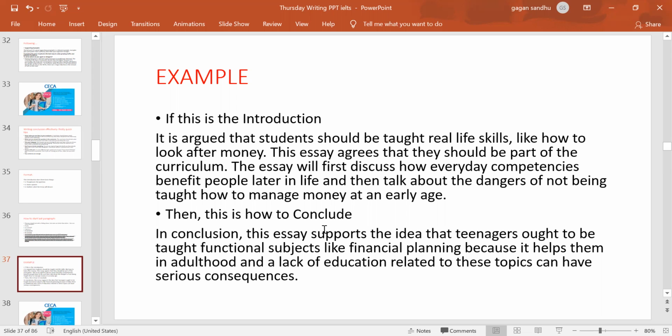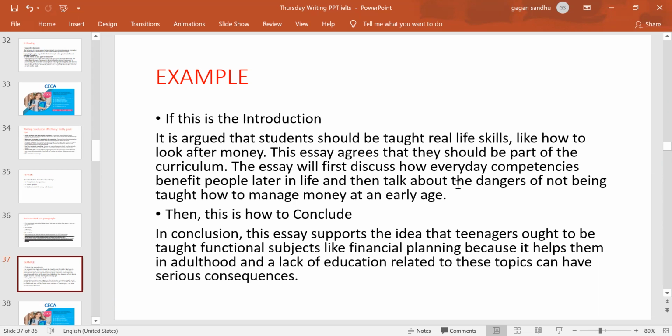In conclusion, this essay supports. Obviously, this was an argument before, but after discussing the things, this is the resulting thing I'm mentioning. So this essay is in agreement with the situation; it is supporting the situation. So the word changed to "supports". This essay supports the idea that, which idea? That teenagers, students, same thing, should be taught real life skills like how to look after money. Functional subjects, real life skills, for example financial planning, like how to look after money. So same meaning, different words.